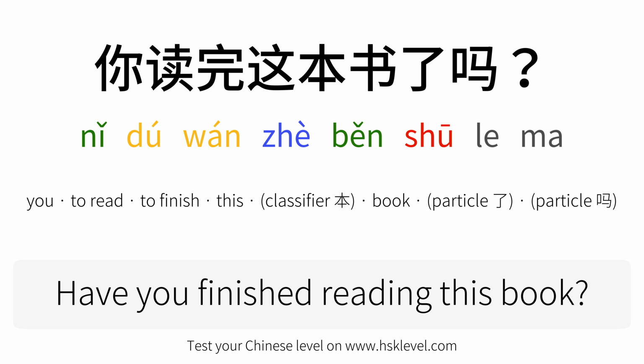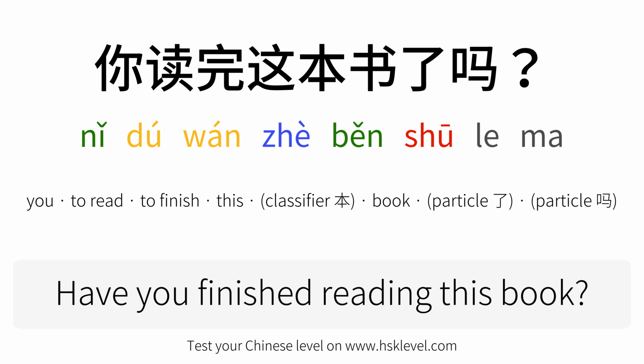Resultative complements are very common in Chinese, and they can change the meaning of a verb significantly. For example, chi means to eat, but chiwan means to finish eating. Similarly, xie means to write, but xiewan means to finish writing. You can see how adding a resultative complement can make your sentences more precise and informative.